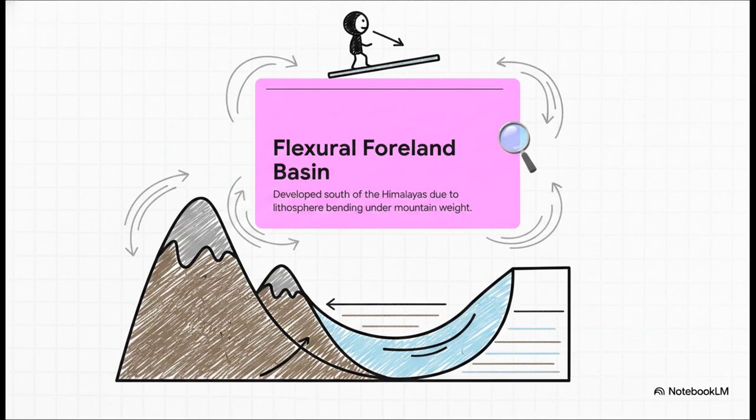I want you to picture someone standing on the very edge of a diving board. What happens? The board bends downward under their weight, right? That is exactly what is happening to the Earth's crust here. The lithosphere is actually bending or flexing downward under the unimaginably enormous weight of the growing Himalayan mountains.